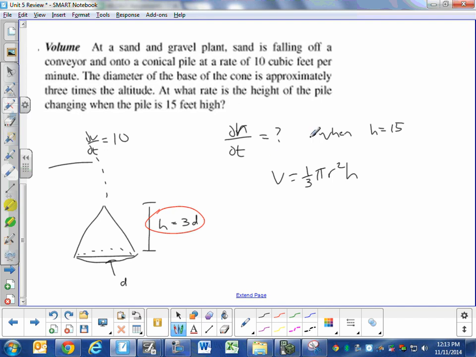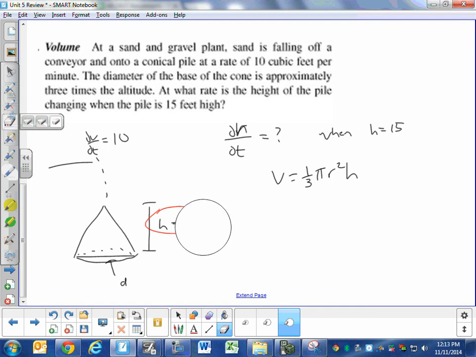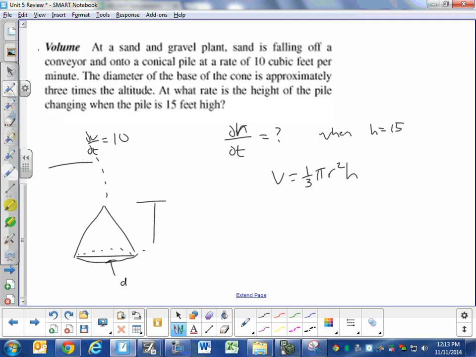Ms. Quinn. Oh, yeah. Sorry. The height is 3 times the diameter? Oh, the diameter is 3 times the height. Okay. The diameter is 3 times the height.